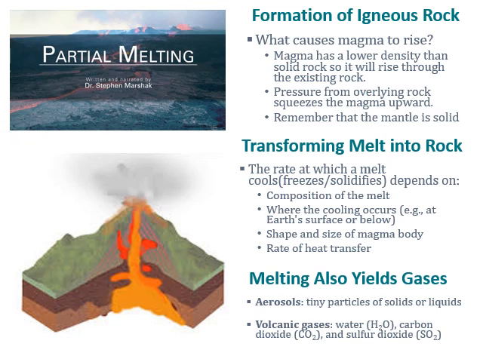Importantly, melting of rocks to produce igneous rocks also produces gases, known as aerosols, which are tiny particles of solids or liquids that are suspended in air. And some of these volcanic gases, like water vapor, carbon dioxide, and sulfur dioxide, which is toxic.